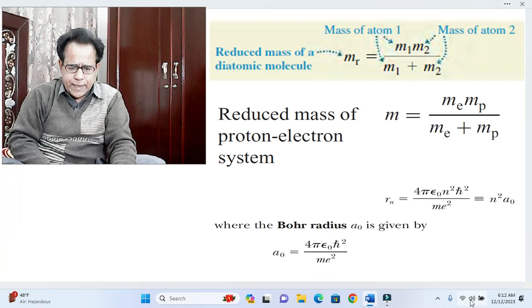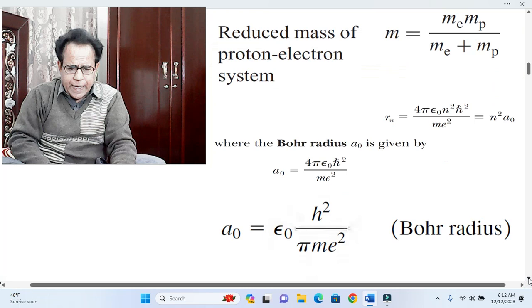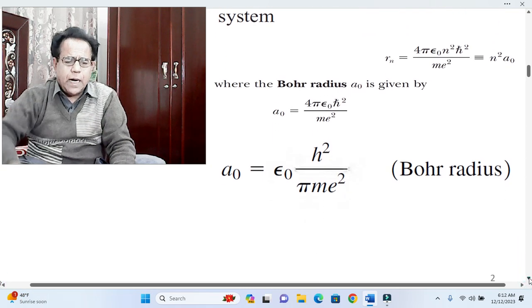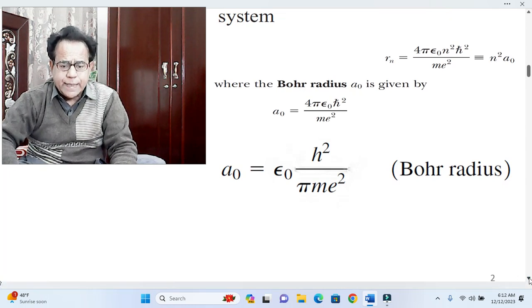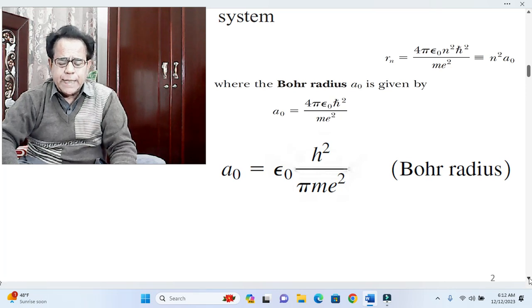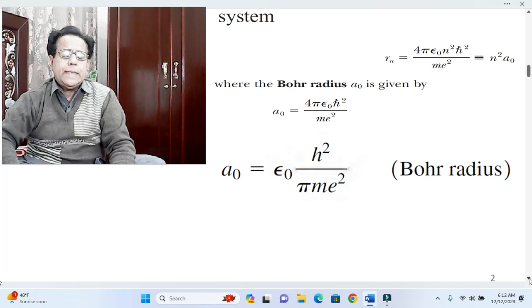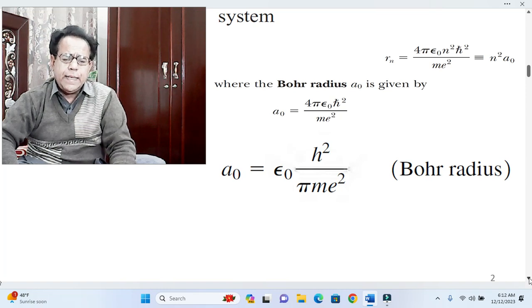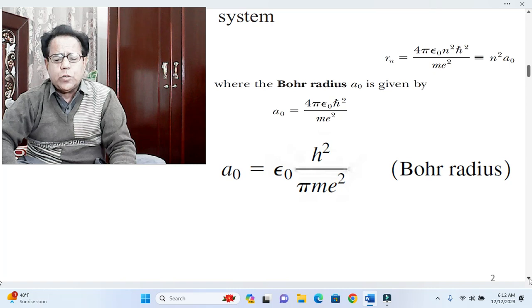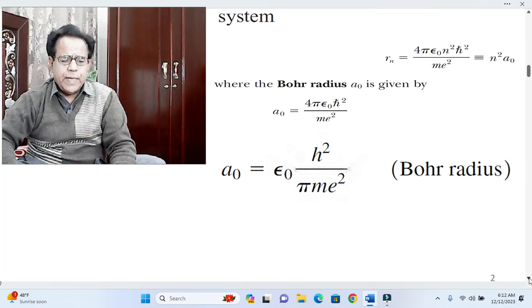Next, dear students, there is an expression for radius and Bohr radius. Bohr radius r_n is equal to 4 pi epsilon naught n squared h bar squared over m e squared. The triple line is read as is defined as, or is equivalent to. r_n equal to 4 pi epsilon naught n squared h bar, or h reduced, which means Planck's constant h divided by 2 pi, over m e squared, is defined as n squared a naught, where the Bohr radius a naught is given by a naught equal to 4 pi epsilon naught h bar squared over m e squared.